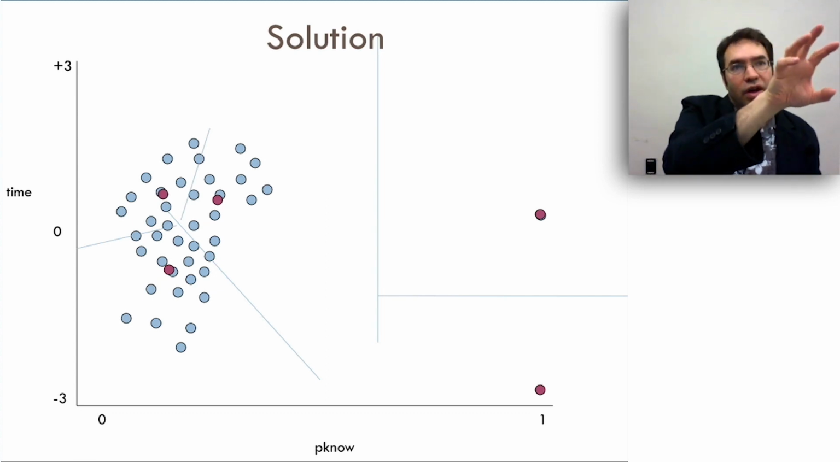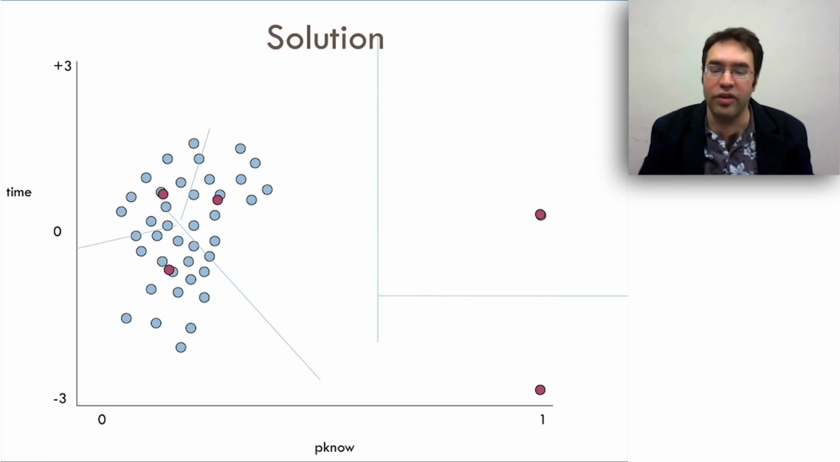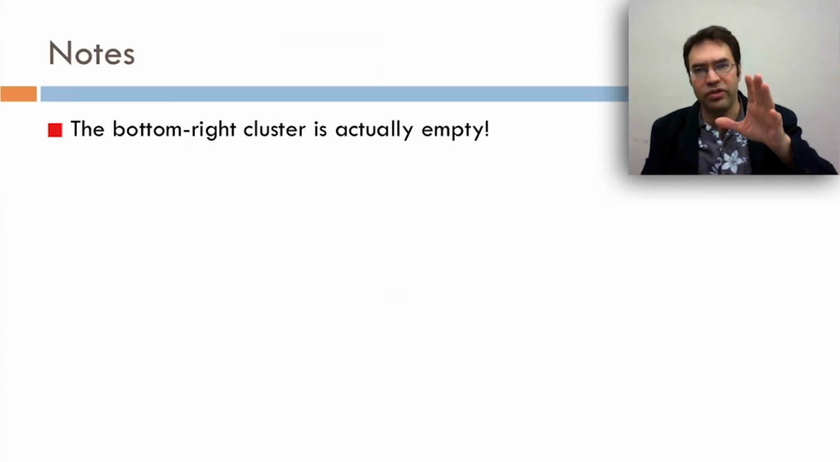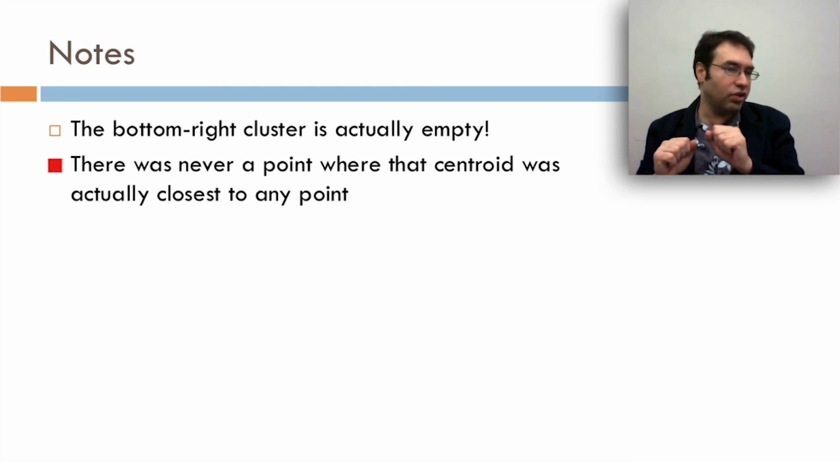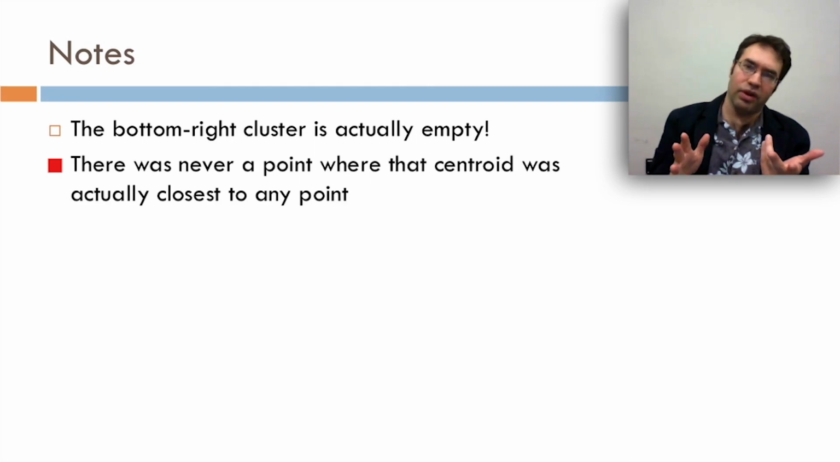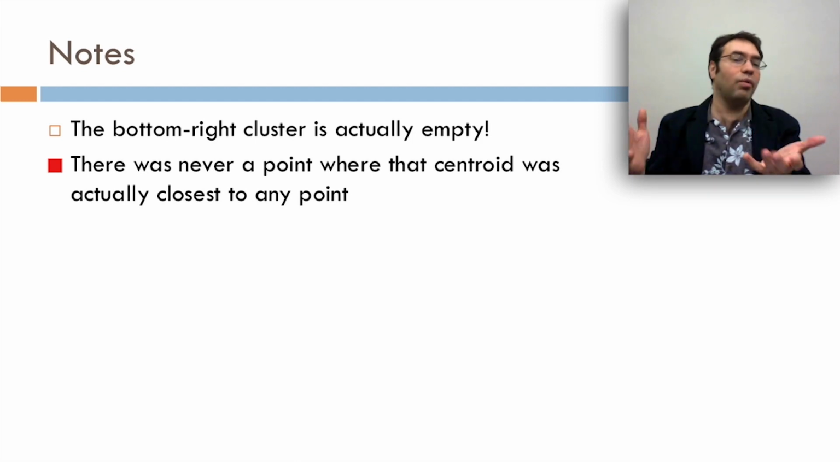So the upper right snapped down to it. The 3 clusters on the left were exactly the same, and we have 1 cluster that's completely empty. So the bottom right cluster is actually empty. And there never was a point where that centroid was actually closest to any point. This can happen sometimes. It's kind of a degenerate, weird case, and in this case you really don't want to have those 5 clusters because in fact you don't even get 1 out of it.